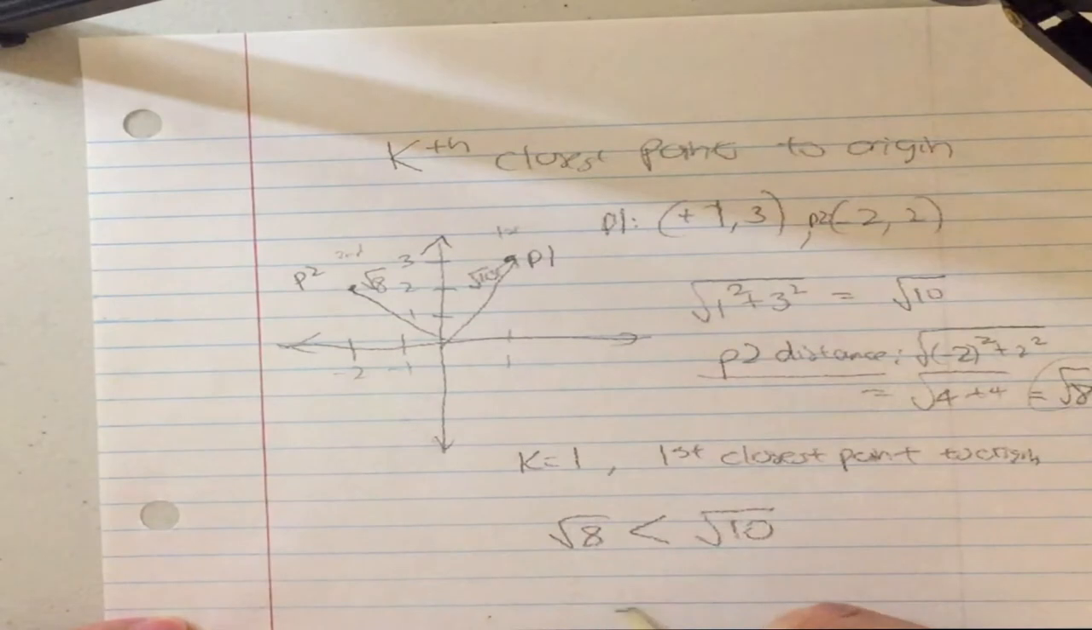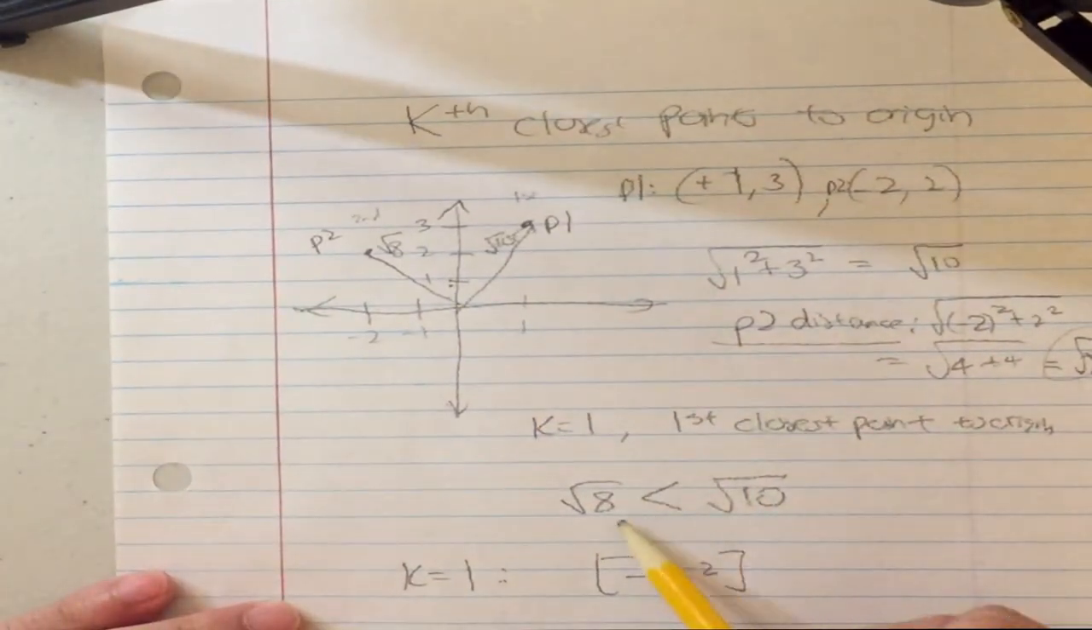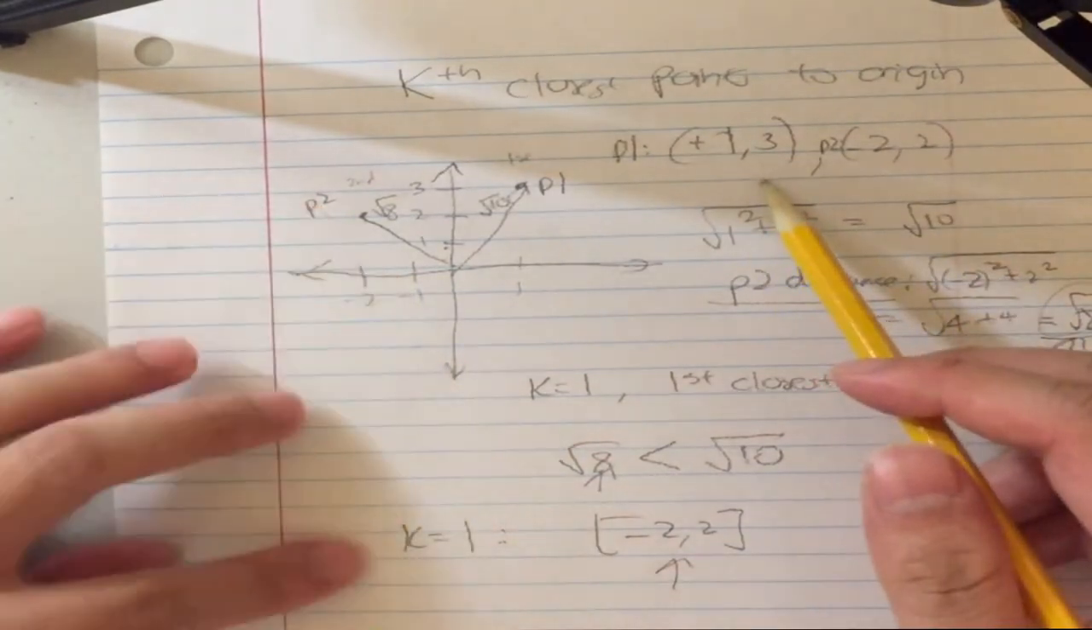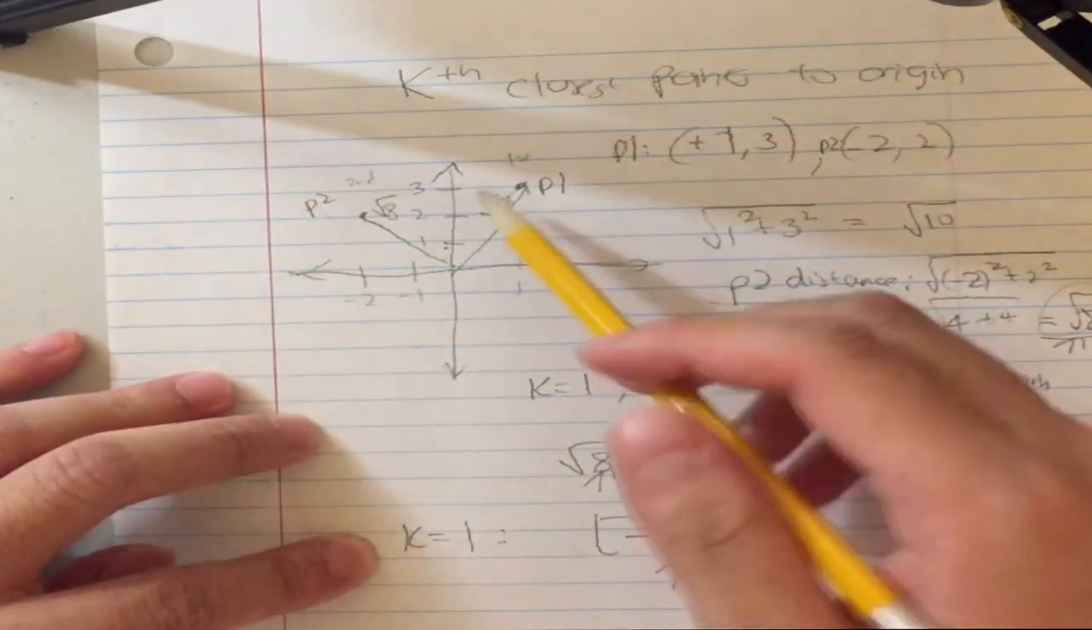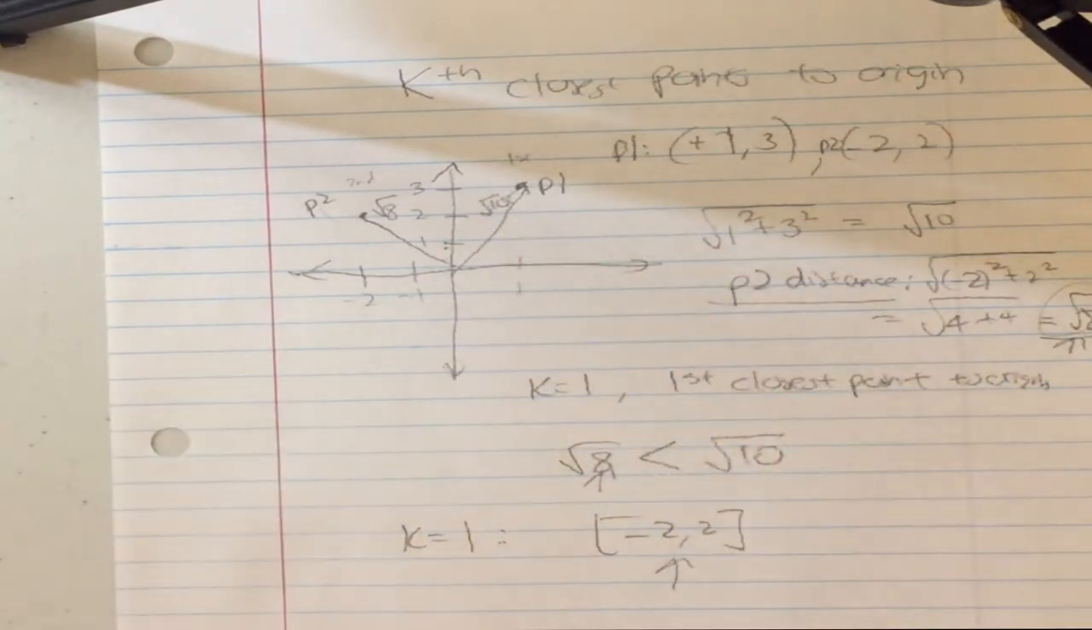So that would be negative 2, 2. So if k equals 1, the smallest distance towards the origin is going to be square root of 8, and they want us to return that point, which is negative 2, 2. Okay, so that's only for k equals 1, which is the first closest point to the origin. Now, what if it's the second closest point?